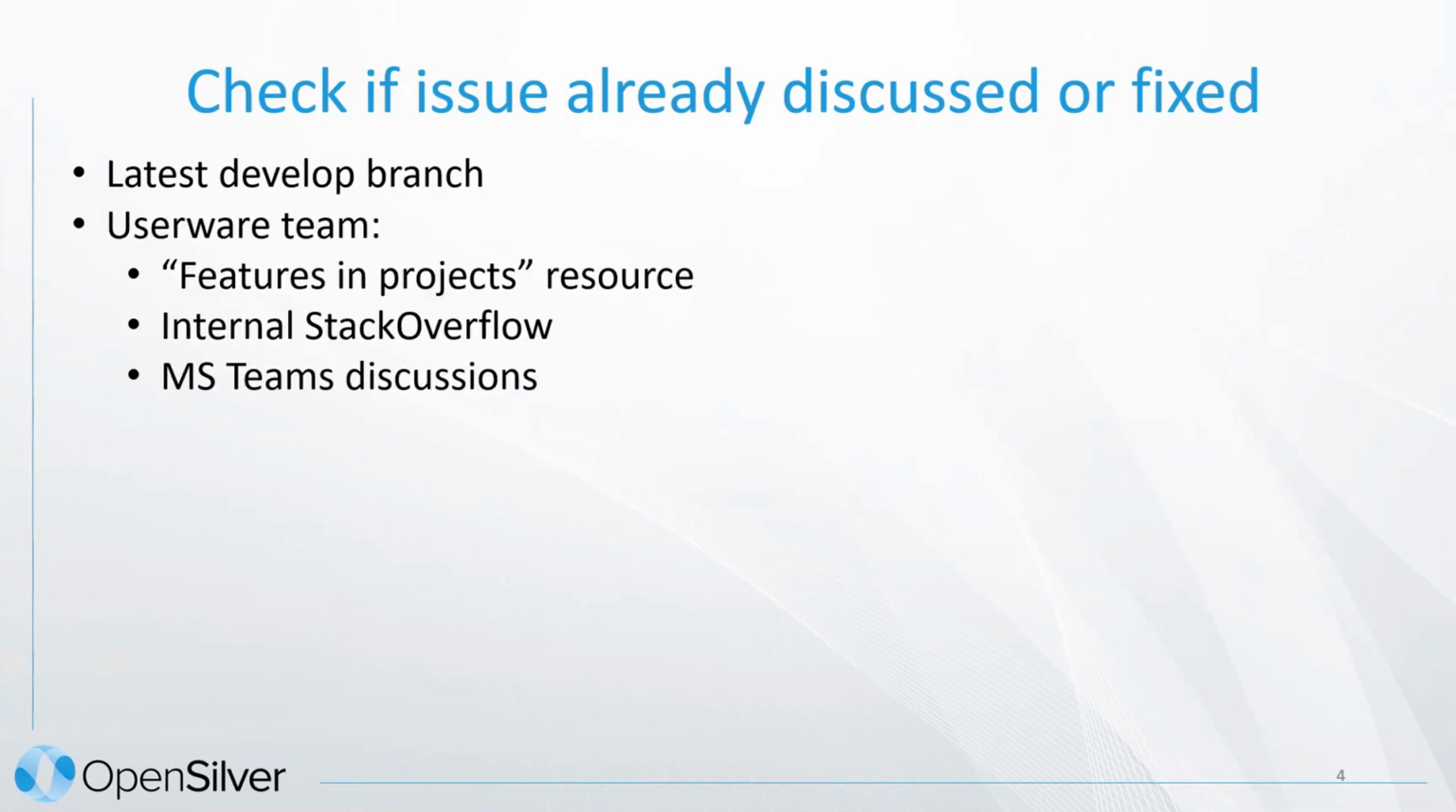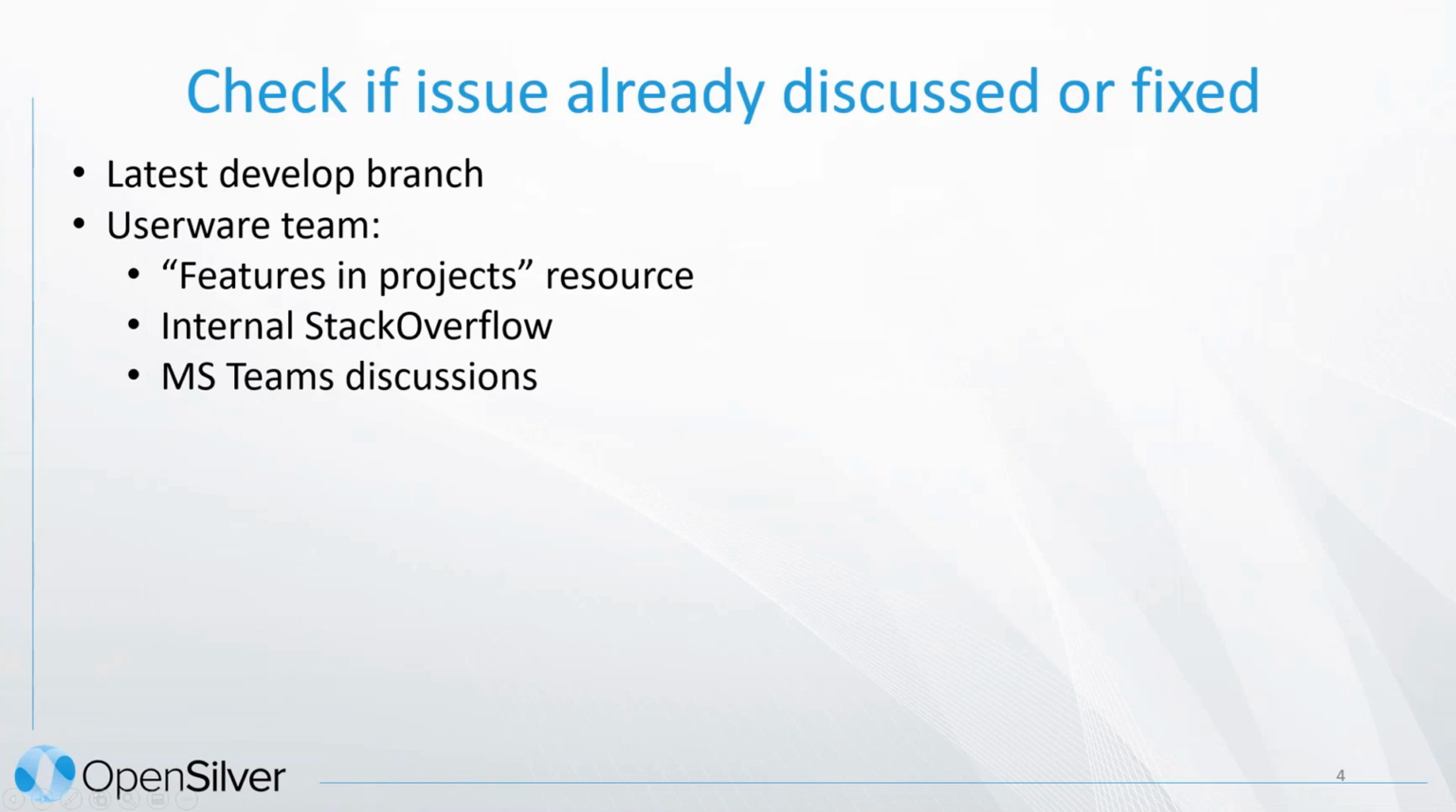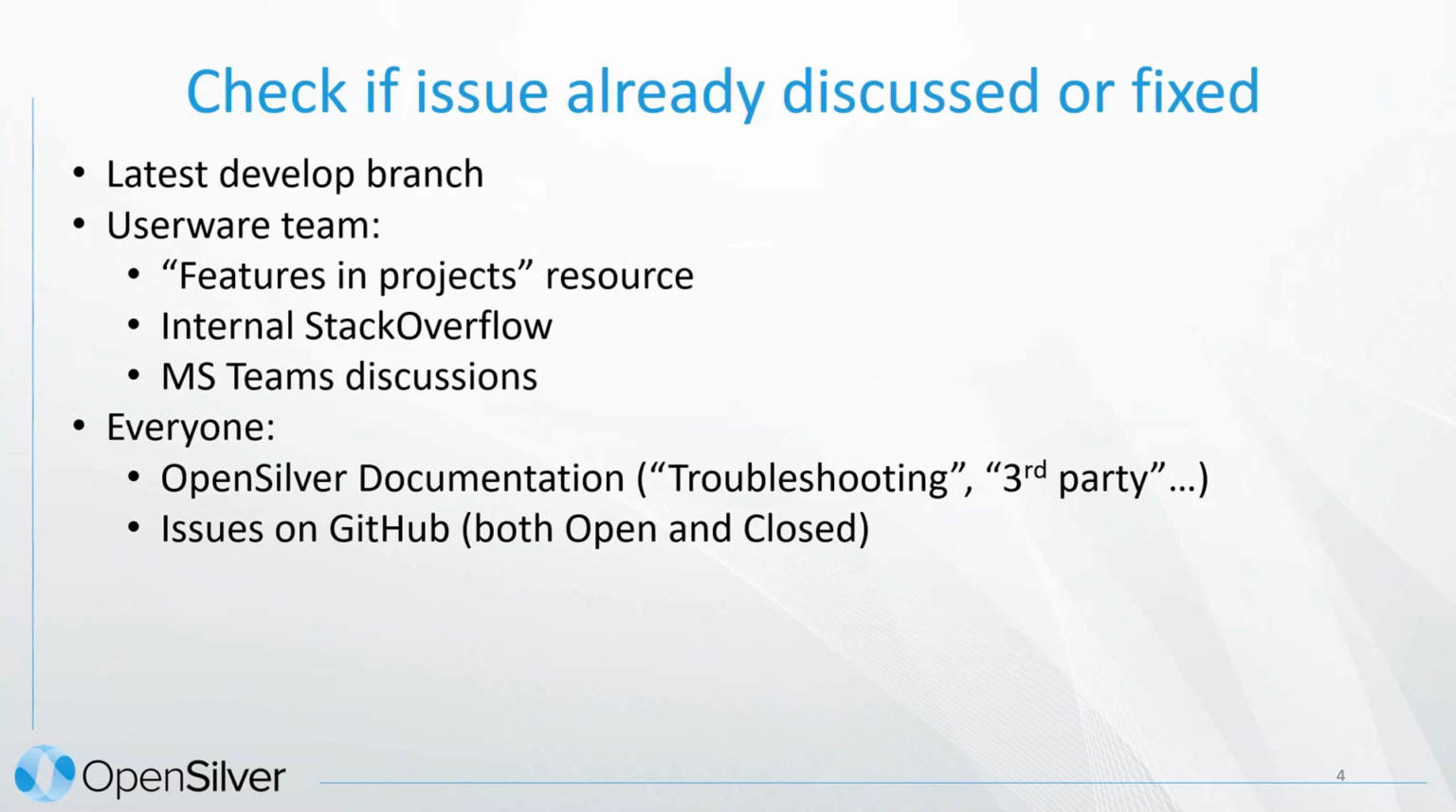For the developers in the userware team, you should check in the features in projects resource, in the internal Stack Overflow, as well as in the Microsoft Teams discussions, in the general chat, and also in the other channels. For everyone, also people outside the userware team, you should check the OpenSilver documentation, especially the troubleshooting page and the third-party section to see if the issue is related to a third party. And also check the issues on GitHub, both the open and closed issues.